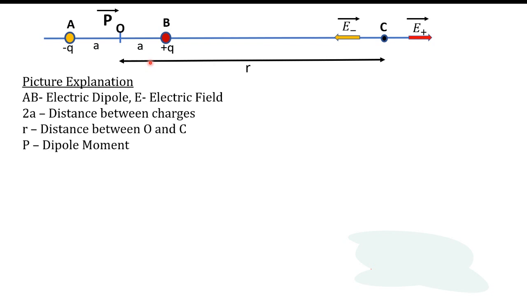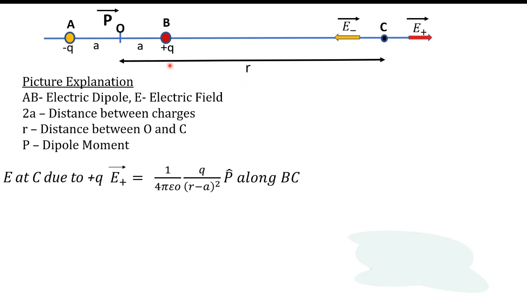Now we must see what is the electric field induced due to the charges plus q and minus q. We know that the electric field is 1 by 4 pi epsilon 0 q by r square into the unit vector of the dipole moment. Now we have to see what is the electric field due to plus q. E at C due to plus q, that will be E plus, and that is equal to 1 by 4 pi epsilon 0 q by (r minus a) the whole square into p vector.